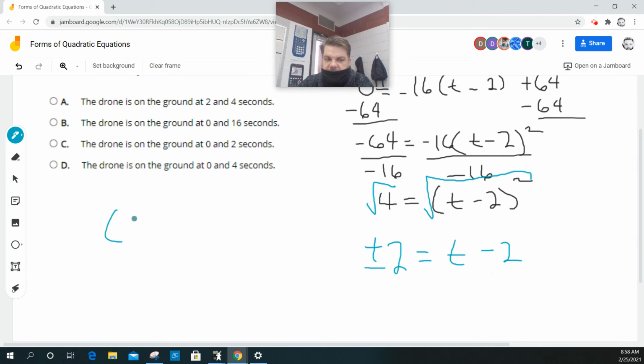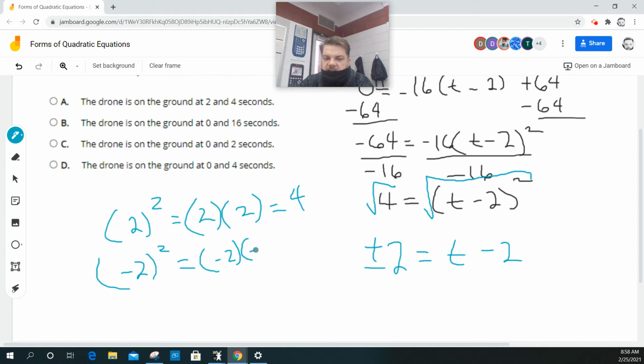Now, the reason for that is if I say 2 squared, that's just 2 times 2 equals 4, right? Or if I say negative 2 squared, then I have negative 2 times a negative 2, and that's equal to a positive 4 as well. So these are two solutions to the square root of 4. So now I just got to solve for t. I solve for t by adding 2 to both sides.